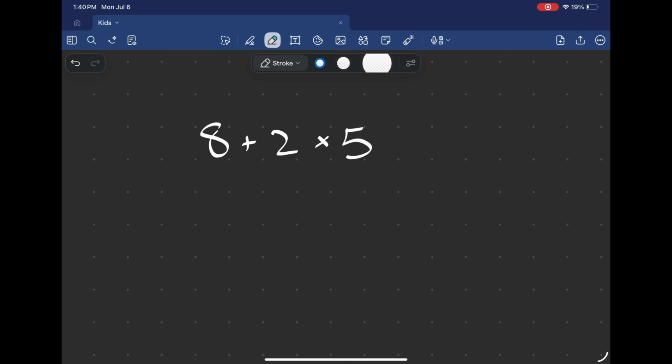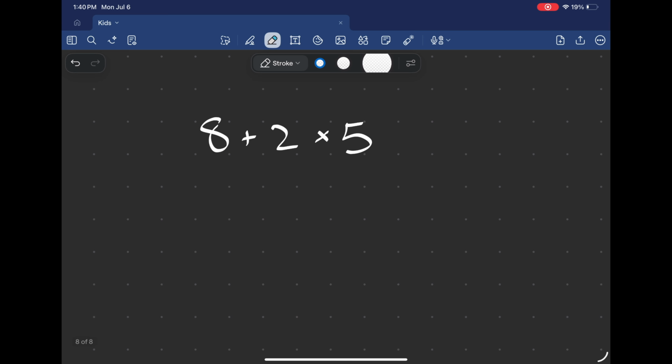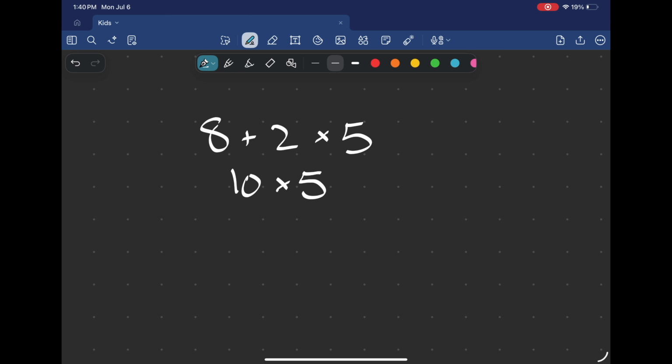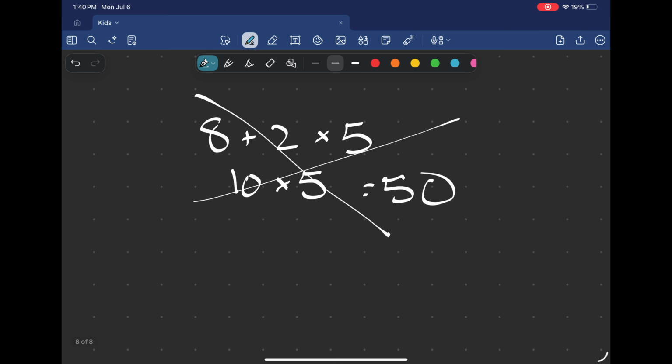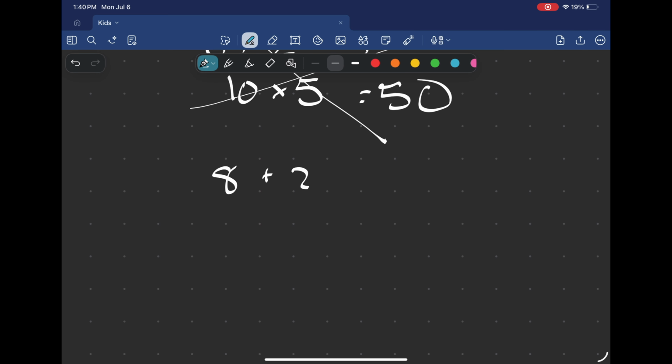Let's say a person adds this first, and they get 10 times 5. Now, that's equal to 50. But this is wrong, because if a person multiplies first, they get 8 plus 10, which is equal to 18. This one is the correct answer. If everyone solved problems in whatever order they wanted, no one would agree on the answer. That's why mathematicians created one set of rules that everyone follows.